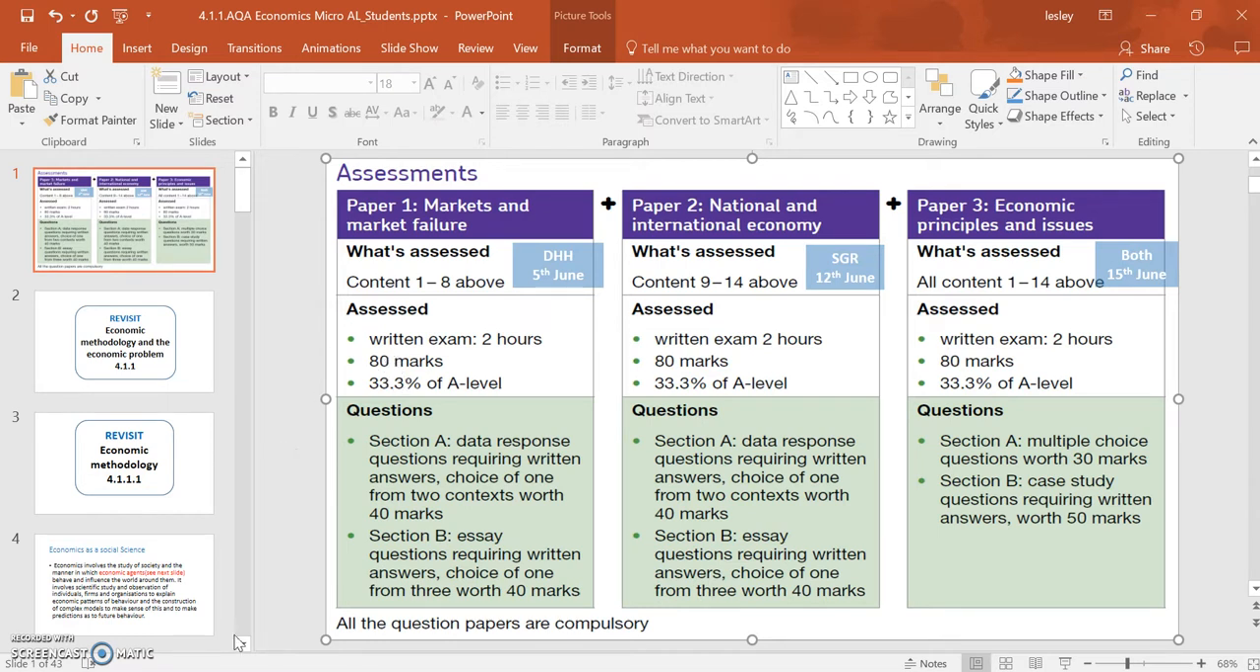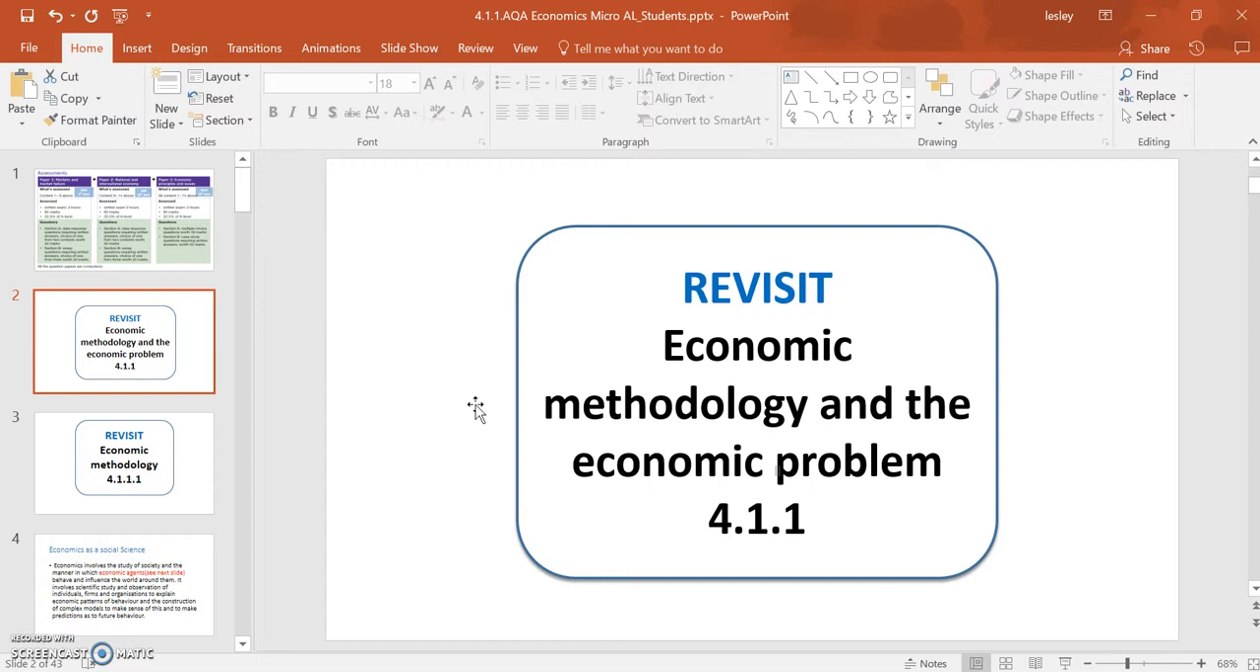Now, where are we going from here onwards? Well, the first part is actually a revisit section. It's 4.1.1, and every little section is within this element. So this is all about the basics of economics.